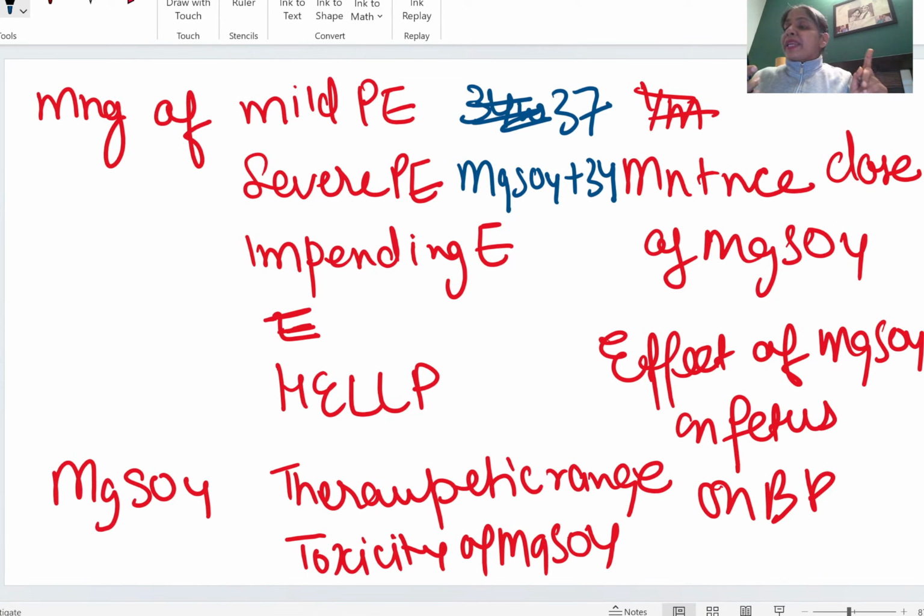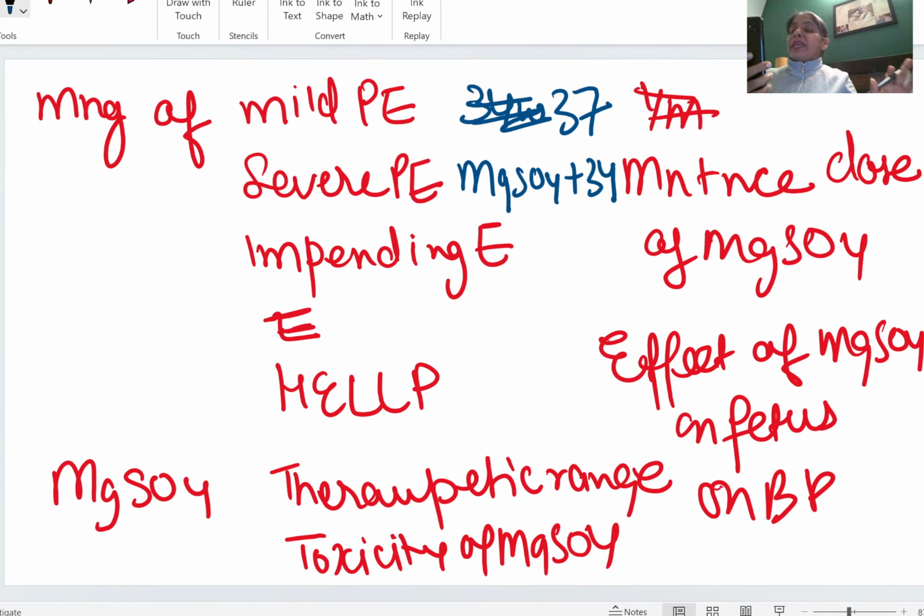What is the therapeutic range of magnesium sulfate? 4 to 8 milliequivalent per liter. What is the toxicity? Toxicity starts after 8. At 8 to 12, reflexes go. Deep tendon reflexes go. Knee reflexes go at 10. What is the maintenance dose of magnesium sulfate? 5 gram IM till 24 hours after the delivery or 24 hours after the seizure, whichever is later.